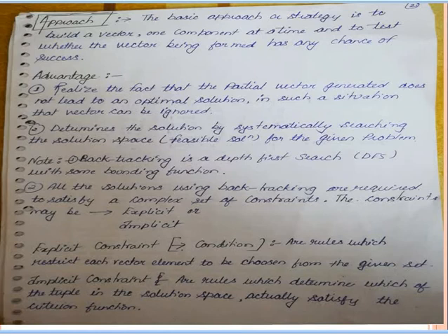The second advantage is that we find the solution by systematically searching the solution space. We have to find the feasible solution for the given problem, so we are using backtracking. Backtracking is a depth first search with some bounding function.